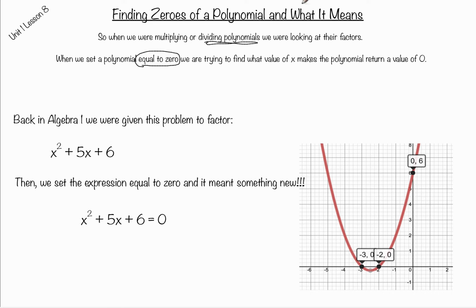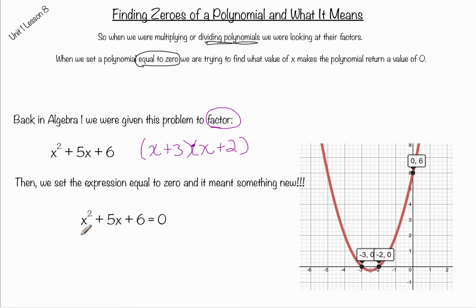So back in Algebra 1, you were given this problem: x squared plus 5x plus 6. And I would ask you to factor it. And then you would say, oh, this is easy, (x plus 3)(x plus 2). See, you broke it down into a multiplication property. And then after we did that, we set it equal to 0.